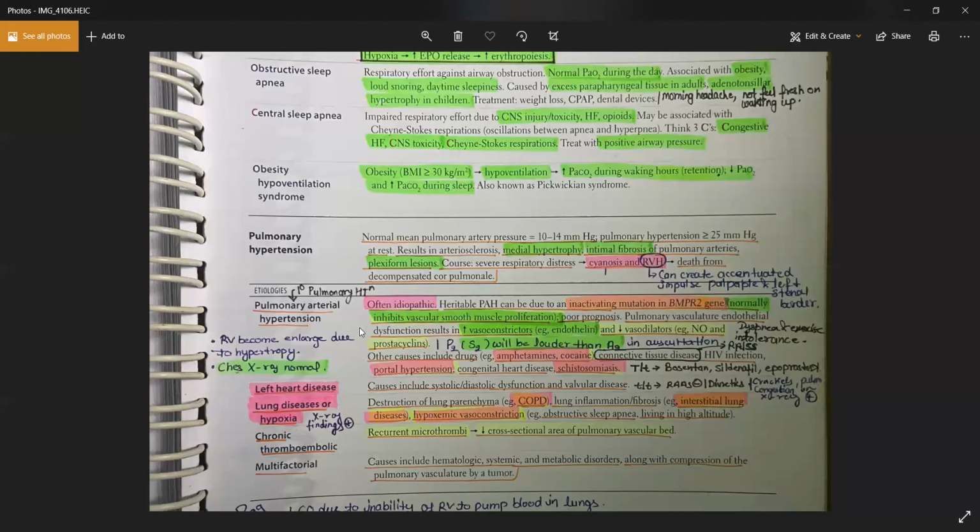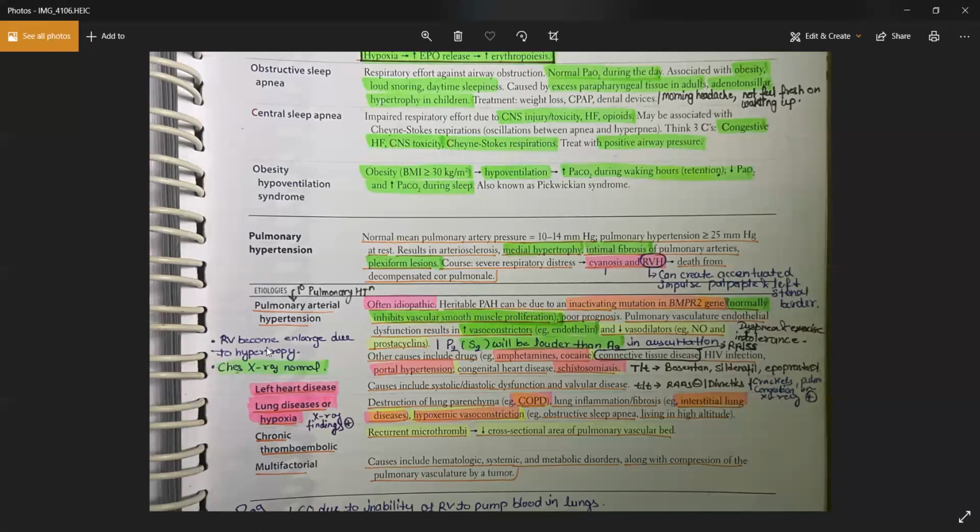Now, the other two important ones, which are not mentioned here, are basically from the MSK. I told you about rheumatoid arthritis, right? A patient with rheumatoid arthritis can also have pulmonary hypertension. The second important one, I also told you in the musculoskeletal, is scleroderma, or systemic sclerosis. If you have this scleroderma type of condition, then you will end up having pulmonary hypertension again, right? So these are all the causes of primary pulmonary hypertension.